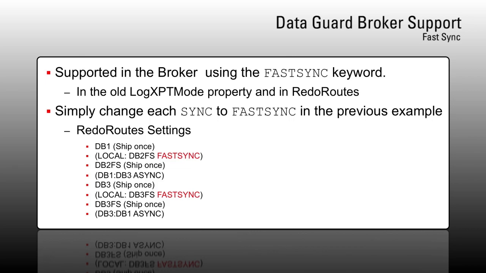In the past, in 11.1 and 11.2, you had the capability of saying sync or async. We've only added a third keyword called FastSync. However, you can see here that I'm talking a bit about a new property called redo routes. This redo routes property allows for much better configuration of a DataGuard setup in the DataGuard broker so that things will work exactly as you planned no matter which database is the primary. I will dive a bit deeper into that a little bit later on in this presentation.